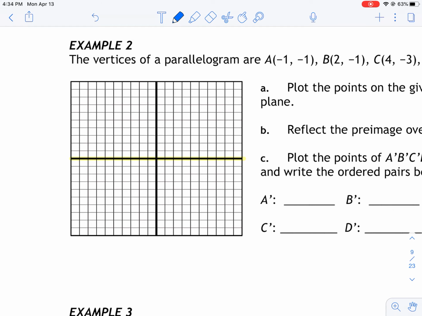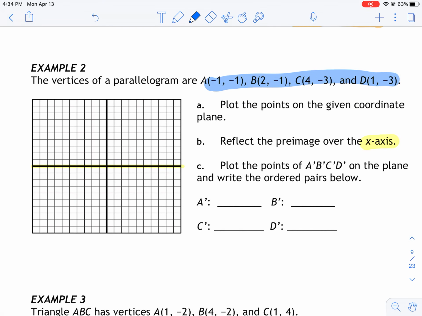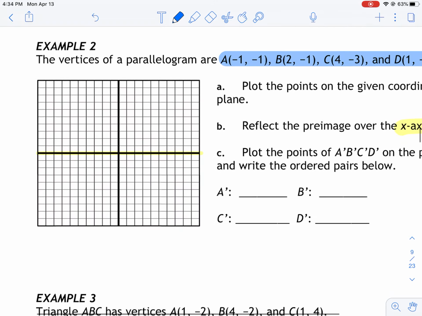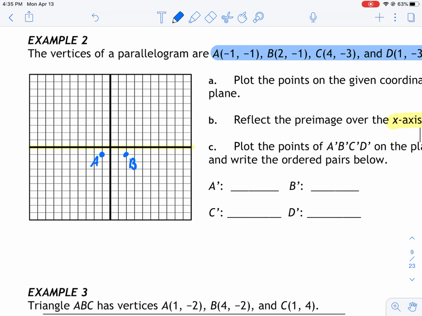Okay, there's the x-axis. Mark it so you have it marked, so you know which one you're reflecting over. And we're going to start plotting these points here now. Okay, it's a parallelogram, which is a special quadrilateral, 4-sided figure. So -1, -1 is the first point. That's point A. Okay, and then I have 2, -1. That's point B. C is 4, -3.